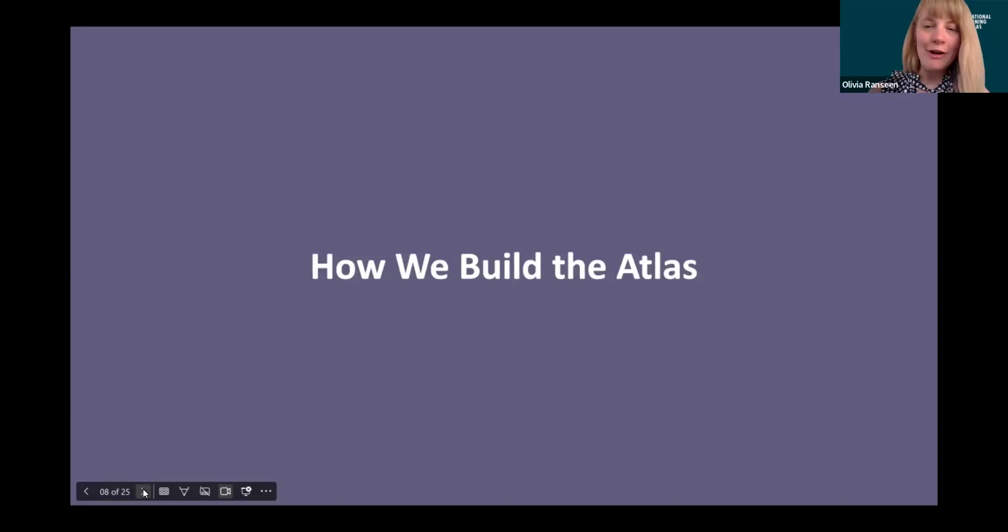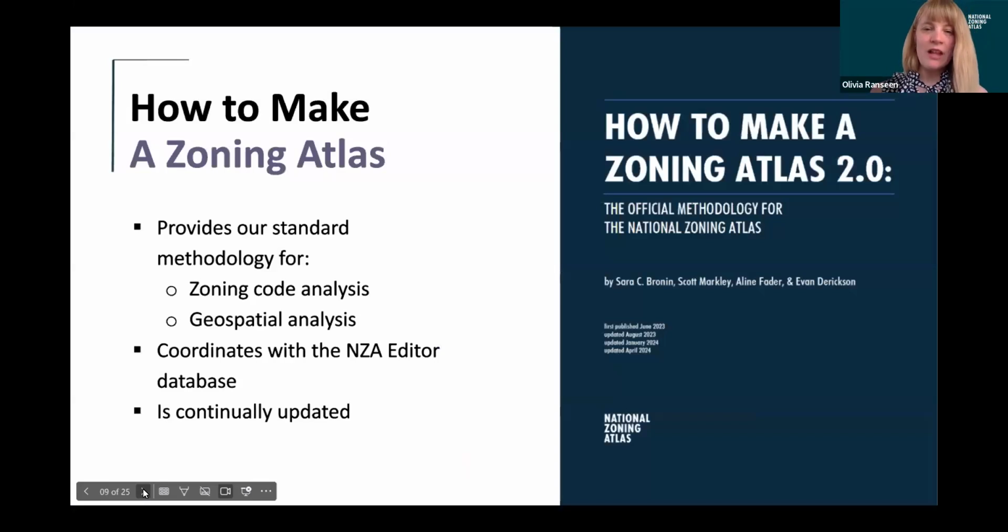All right, we're going to talk about how the map is built. So the data inputted into the atlas has to be accurate enough to make sure it's usable for policymakers and clear enough so that non-experts can understand it. This is a really careful balance. And so we do this through following a methodology called How to Make a Zoning Atlas.